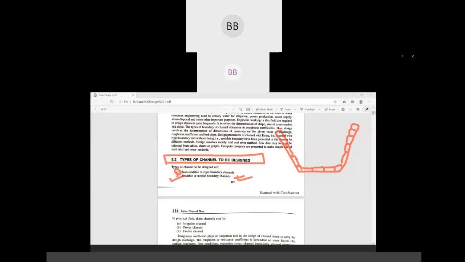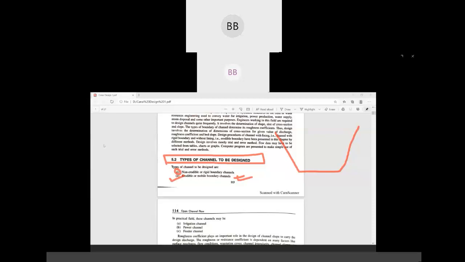Once you do brickwork or you use some kind of mortar also, if you fix the boundary of the channel, that is called your lined canal. Or if you don't do anything, then it is called mobile boundary channel or erodible or unlined canal. Here we have different methods for both your lined and unlined canal, or you can say erodible and non-erodible canal.